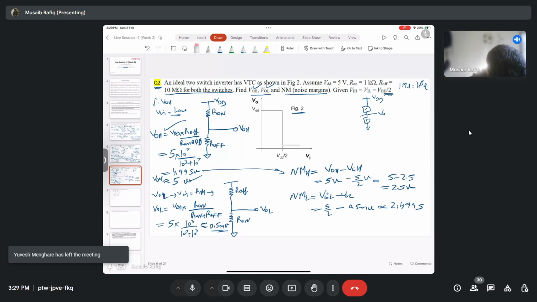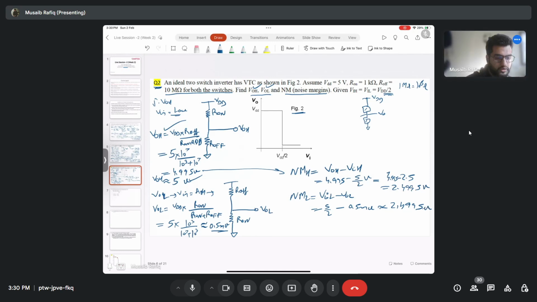If you do the exact number for this as well, let's take the exact number rather than doing the approximation. It comes out to be 4.995, and this also here will change. It comes out to be 4.995 minus this, and it also comes out to be 4.995 volts. So this was noise margin high, noise margin low, and noise margin will also be equal to 2.4995 volts. So is this clear?